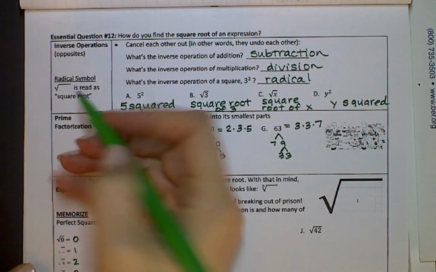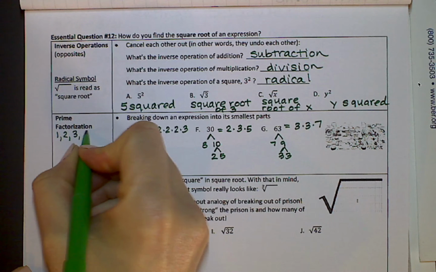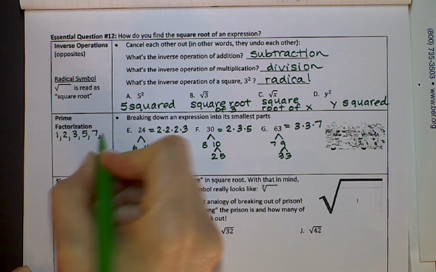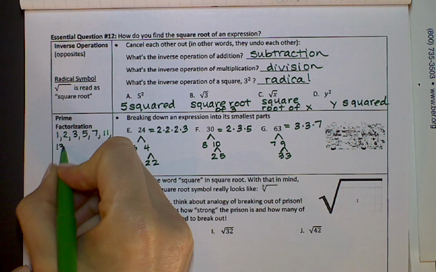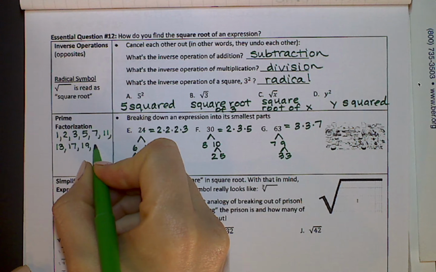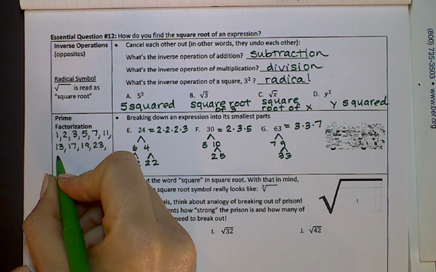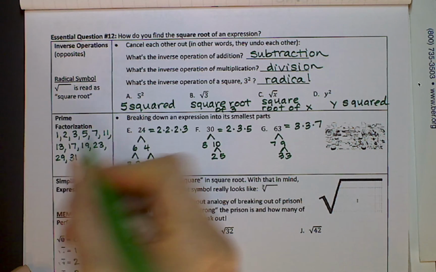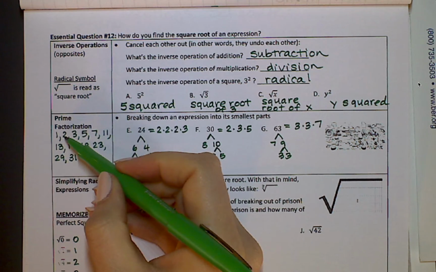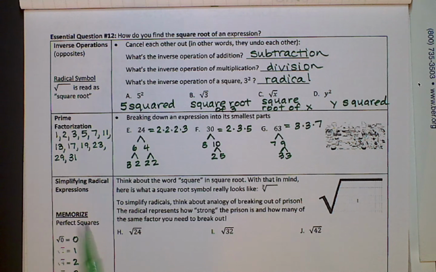Some key prime numbers, if you're interested, are 1, 2, 3, 5, 7, 11, 13, 17, 19, 23, 29, 31. You'll notice that pretty much none of them are even except for 2, because anything that's even can be divisible by 2. So again, these are some important prime numbers if you want to know.